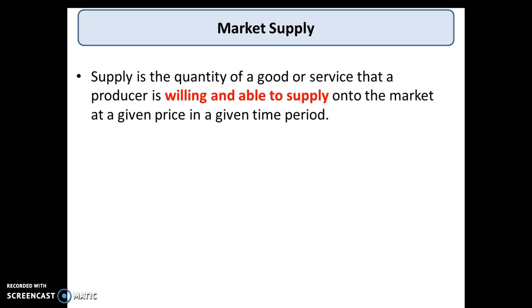So, supply is a quantity of a good or service that a producer is willing and able to supply onto a market, 1 mark, at a given price, 2 marks, in a given time period, 3 marks. Make sure you get those definitions absolutely nailed on.